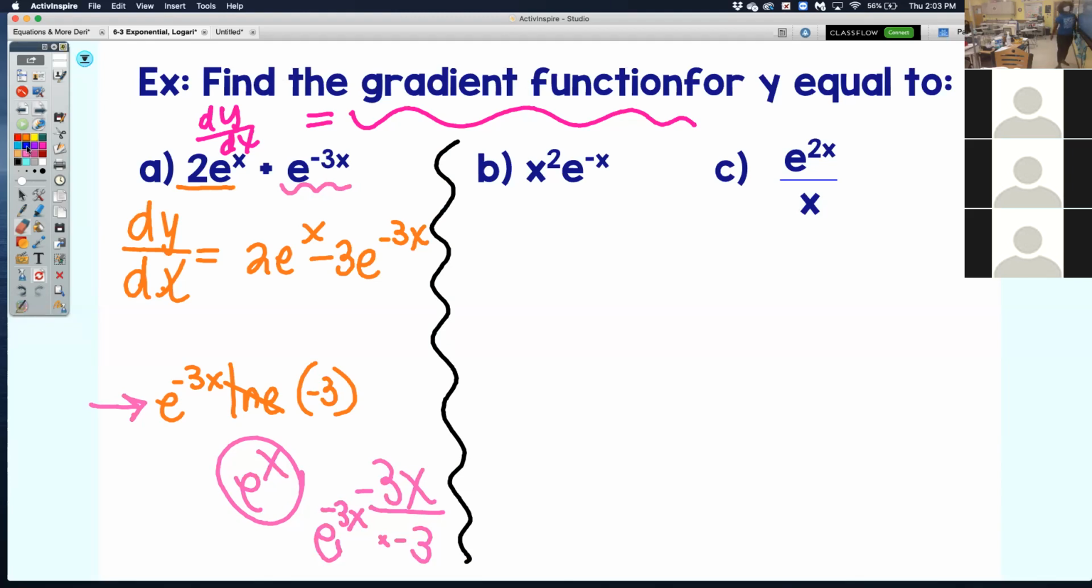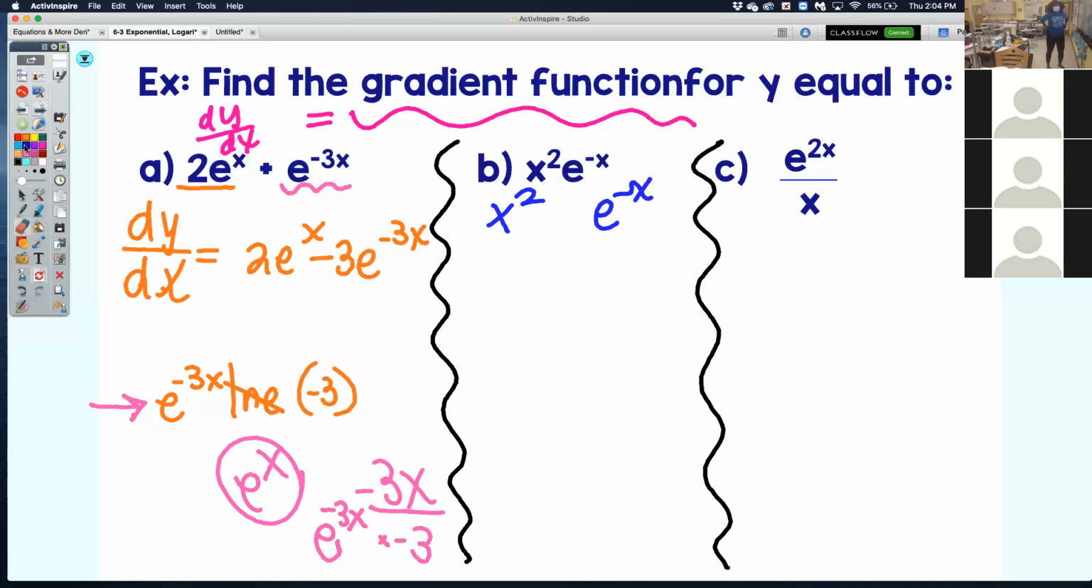For the next one, what rule on top of the rules from the other page do I have to use here? Product. I have 2 functions here. I have x squared and I have e to the negative x. So remember, product rule says what in general? It's the first times the derivative of the second plus the second times the derivative of the first.